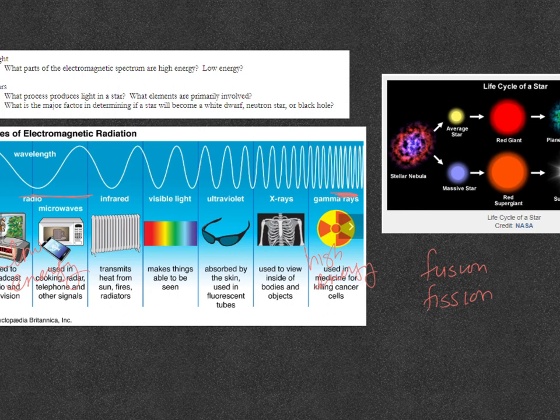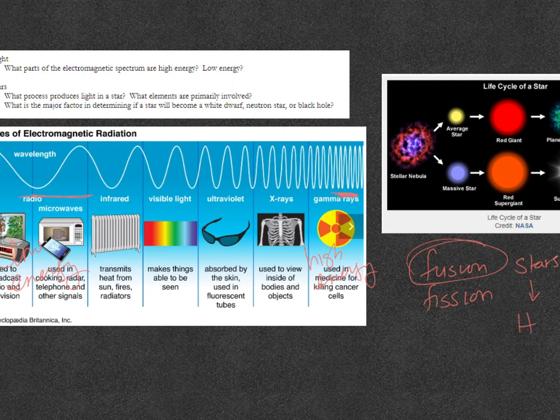Fusion is fusing together. Fusion is what happens in the stars. In the stars, it is hydrogen fusion. Hydrogen fuses together to form helium. And in the web quest, you learned that this continues until a star reaches iron and nickel, and then it starts to collapse on itself. Fusion is the fusing of nuclei, and it releases energy.